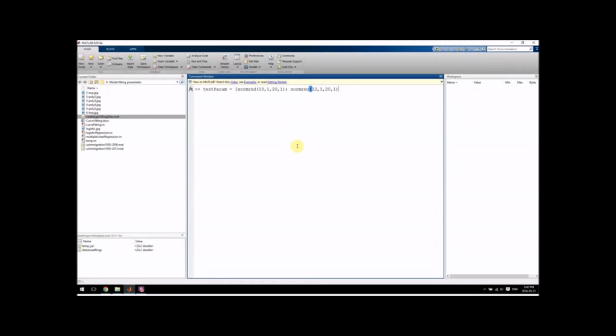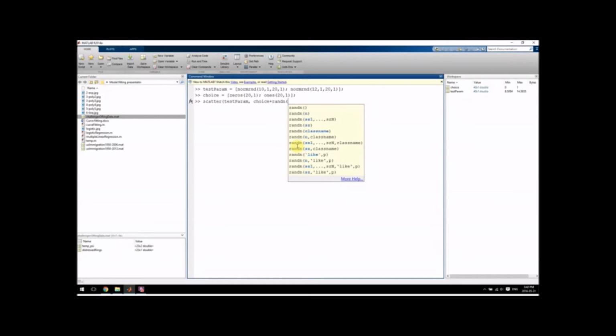I'm just generating this completely randomly. It's not really meaningful the way that I'm generating this data. I'm choosing it purely because it will make a good illustration. All right, so let's just view this random data. Now we could plot the choice data versus the test parameter. I'm just adding a little bit of jitter here to make it easier to see. That's all this next part is.